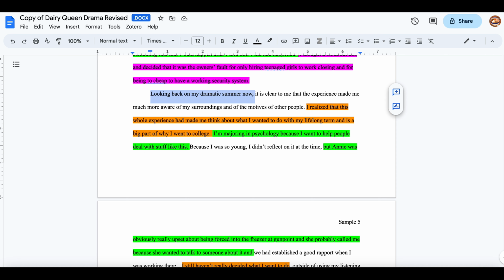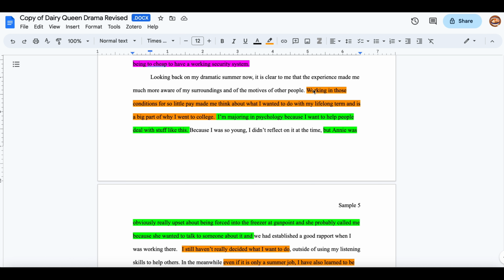Like "looking back," it generally has that. It denotes we're concluding, we're winding up. Because this is vague, I'm going to change it to something more concrete. So I put, "working in those conditions for so little pay made me think about what I wanted to do with my life." I'm just going to fix that now.